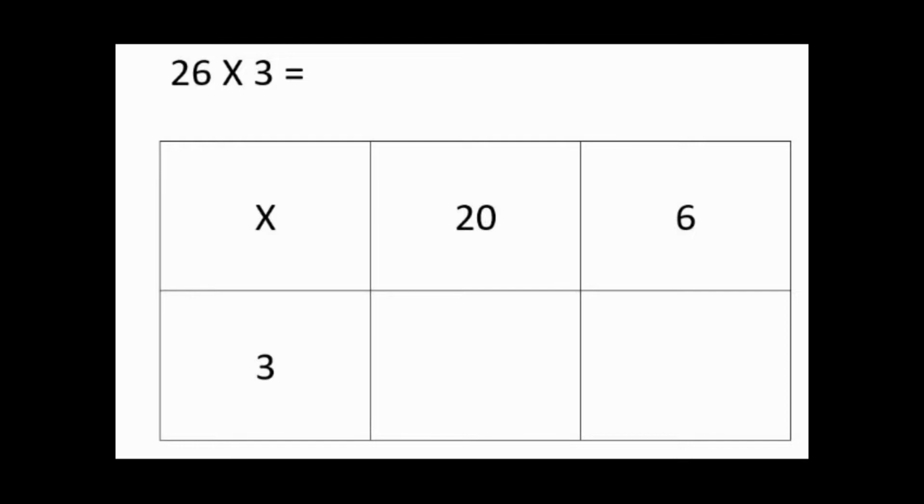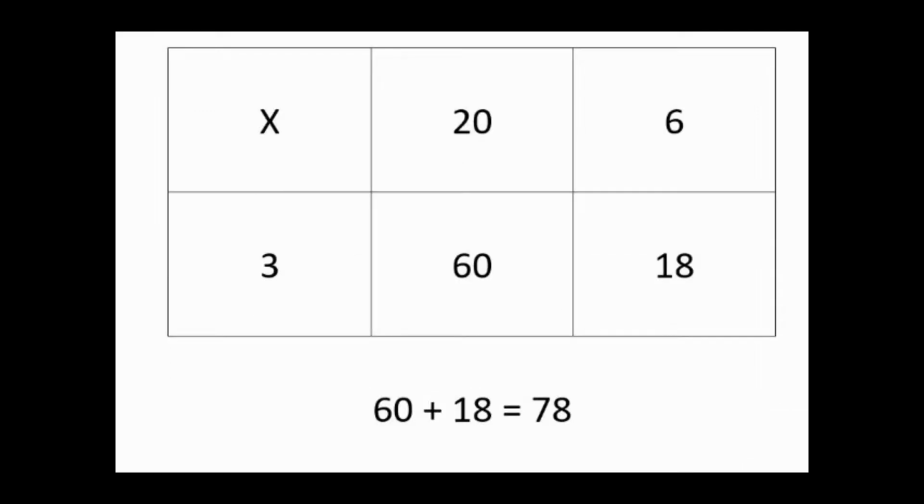Pause the video while you work out the answers to those sums. So 2 times 3 is 6, so 20 times 3 will be 60. 3 times 6 is 18. Then you add them together. So 60 plus 18 is 78.